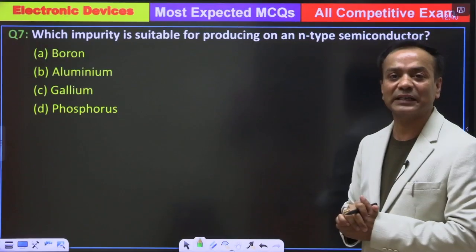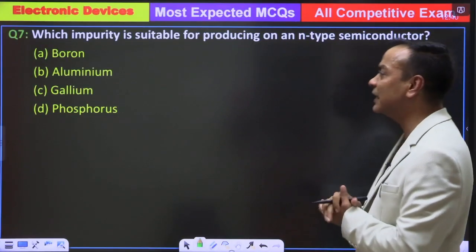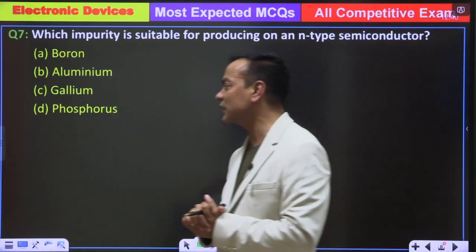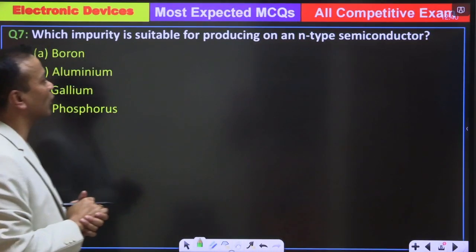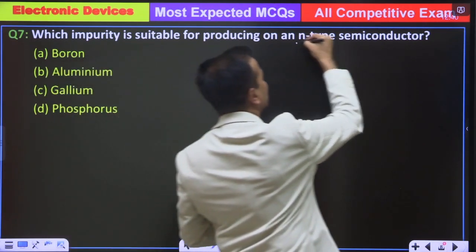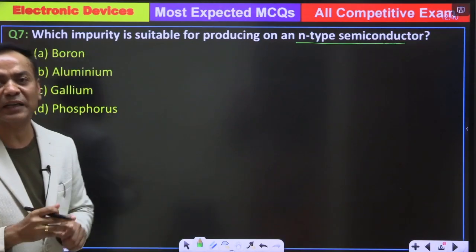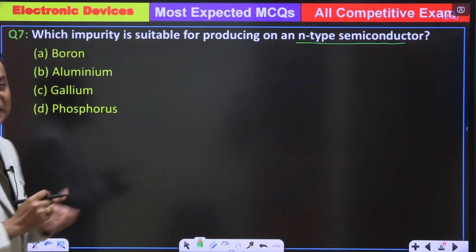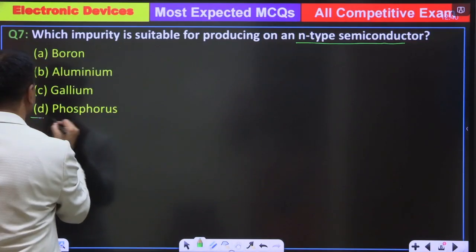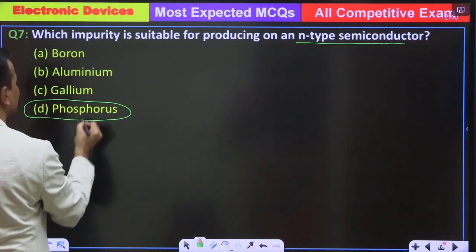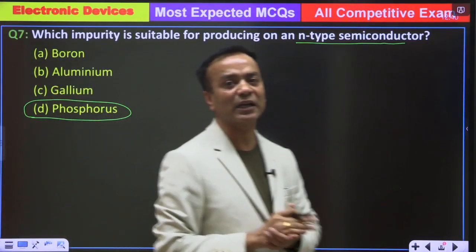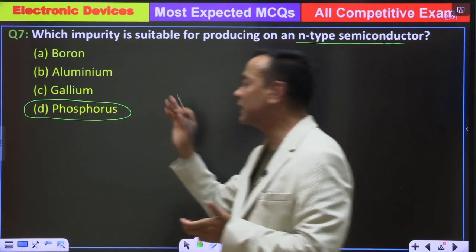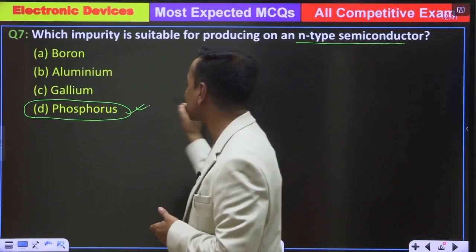Next is, which impurity is suitable for producing an N-type semiconductor? Option A boron, option B aluminum, option C gallium, option D phosphorus. Whenever we need to produce N type of the semiconductor, what type of impurity is added to the intrinsic semiconductor? That is called pentavalent. And as a pentavalent element, option D phosphorus is pentavalent. So this phosphorus is added to the intrinsic semiconductor so that it will transform into N type of semiconductor. So option D is the right answer for this question.